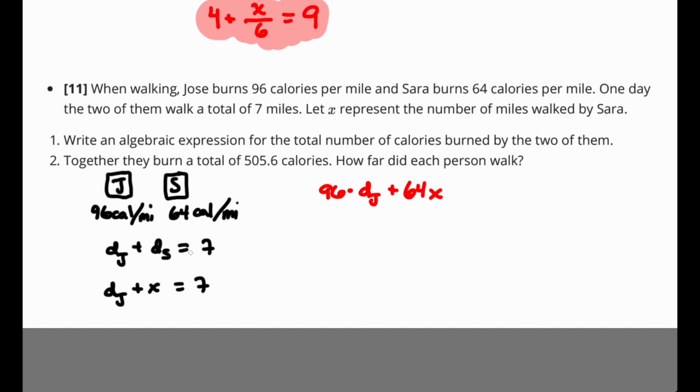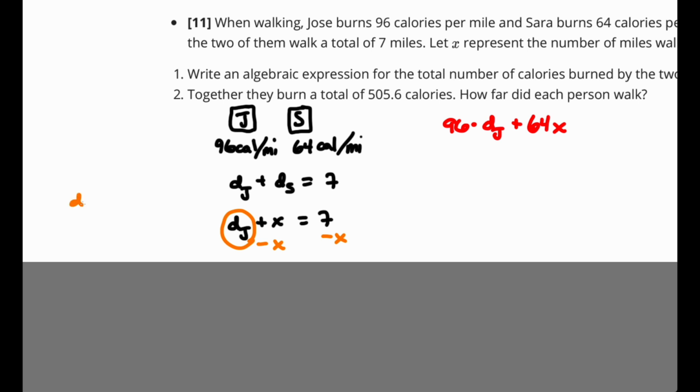Now, what's cool about this expression, if you notice there's two variables, there's that D sub J and the X. We can actually get this completely in one variable because we can solve for D sub J right here. In this case, we could just subtract X on both sides, and then we would have D sub J is equal to 7 minus X. The reason for that is because these X's cancel, so you can see D sub J is equal to 7 minus X. So I wrote it over to the left in orange right here.